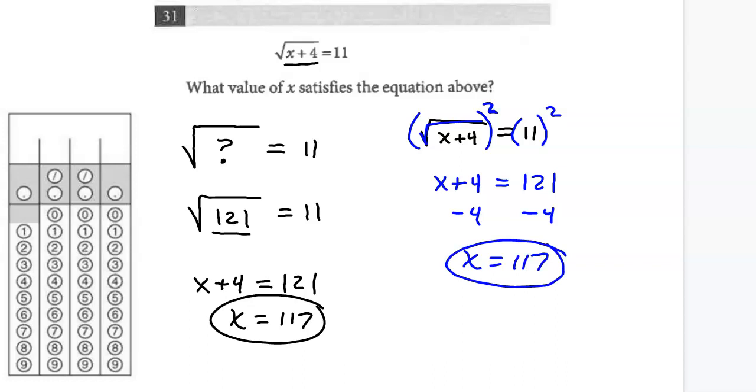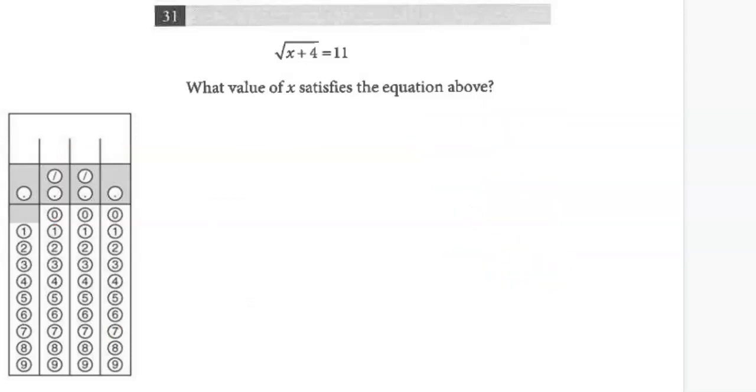Now when you bubble this, you can either bubble 1, 1, 7 and do it that way, or you could bubble just the last 3 and do it this way and go 1, 1, 7. The SAT doesn't really care. They will accept either answer. So the correct answer is 117.